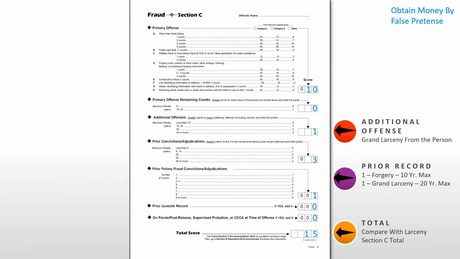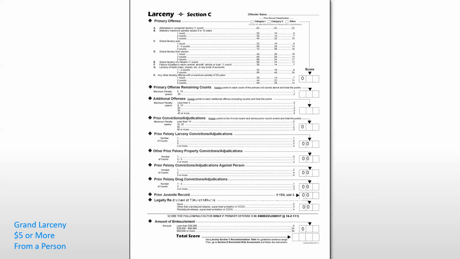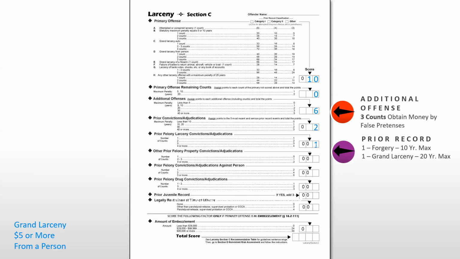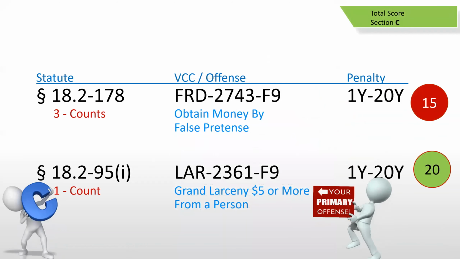We have to compare that to the larceny, so we complete the larceny worksheet. One count of grand larceny from the person picks up 10 points. The additional offenses are the 3 counts of obtained money by false pretenses, that picks up 6. We score out the prior record factors, and then we get a total score for larceny of 20. We compare that total score to the score for obtained money by false pretenses, and so the grand larceny of $5 or more becomes your primary offense.